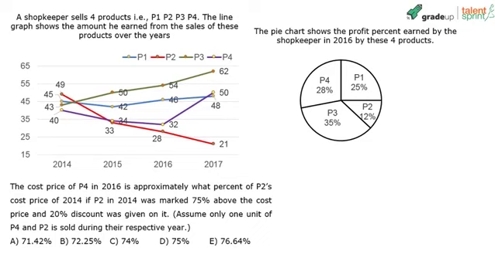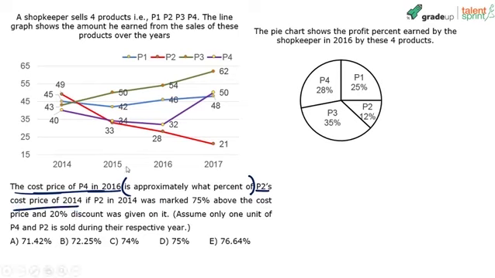Here he says the cost price of product 4 in 2016 is approximately what percent of product 2's cost price of 2014, if product 2 in 2014 was marked 75% above the cost price and 20% discount was given on it. Again about 2016. Try to solve it. Look at the solution. So basically this is like X is approximately what percent of Y. X is what percent of Y? X by Y into 100.